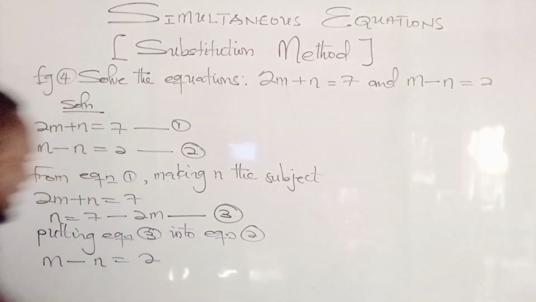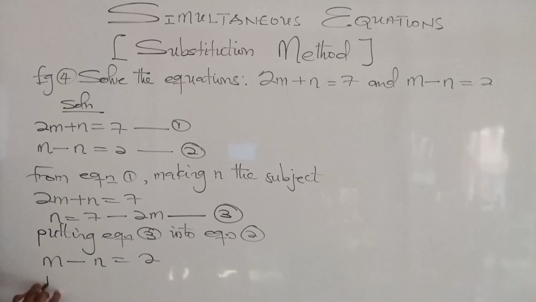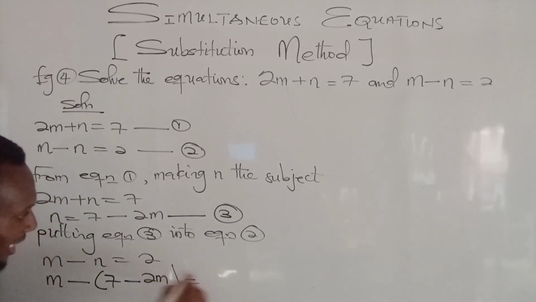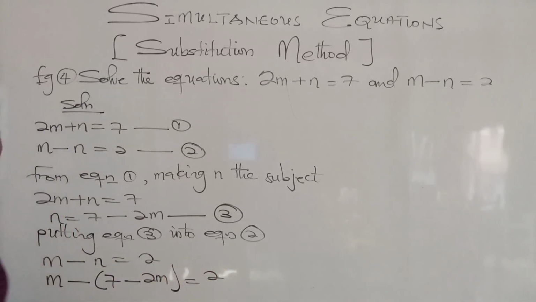So let's go ahead and do that. I'm going to repeat my m, which is here, minus, I'm seeing n here. Then you bring your bracket, then put the value of n there, which is 7 minus 2m, you close your bracket, equals to the 2 that you have here. I hope you understand up to this point.